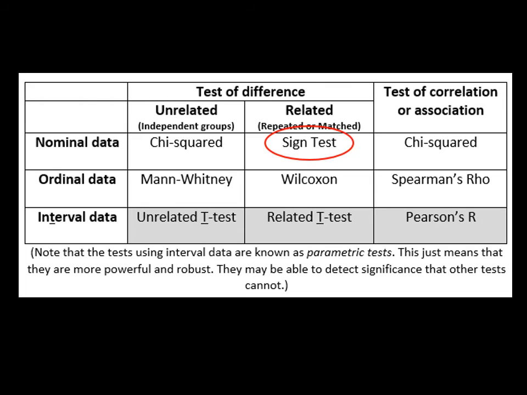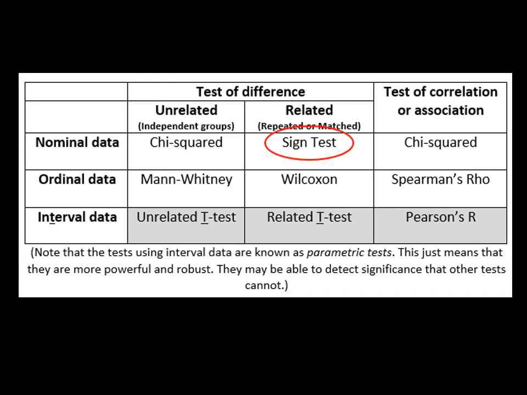As I said earlier, you have to decide whether you're using a test of difference or a test of correlation. That's your first thing you look at. Across the top, you can see those categories. If you think you've got a test of correlation, you've then got 3 options to choose from. If you've got a test of difference, you've then got 6 options to choose from.